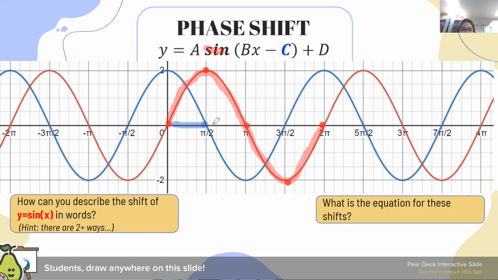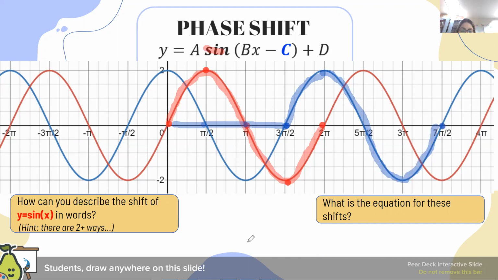Pi over 2 is not enough. If I shift it over to pi, my function is still going down. That's not enough. If I shift it over to 3 pi over 2, now my function is finally going to be able to start at 0 and go up to the maximum, come back down to the minimum, and end at 7 pi over 2.